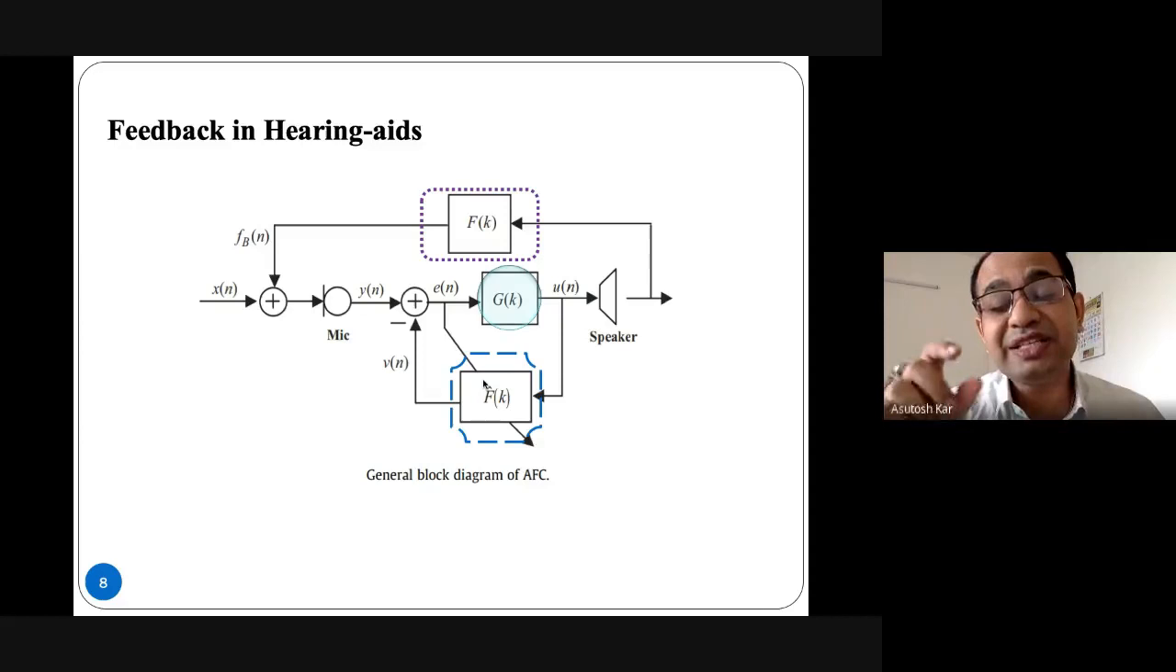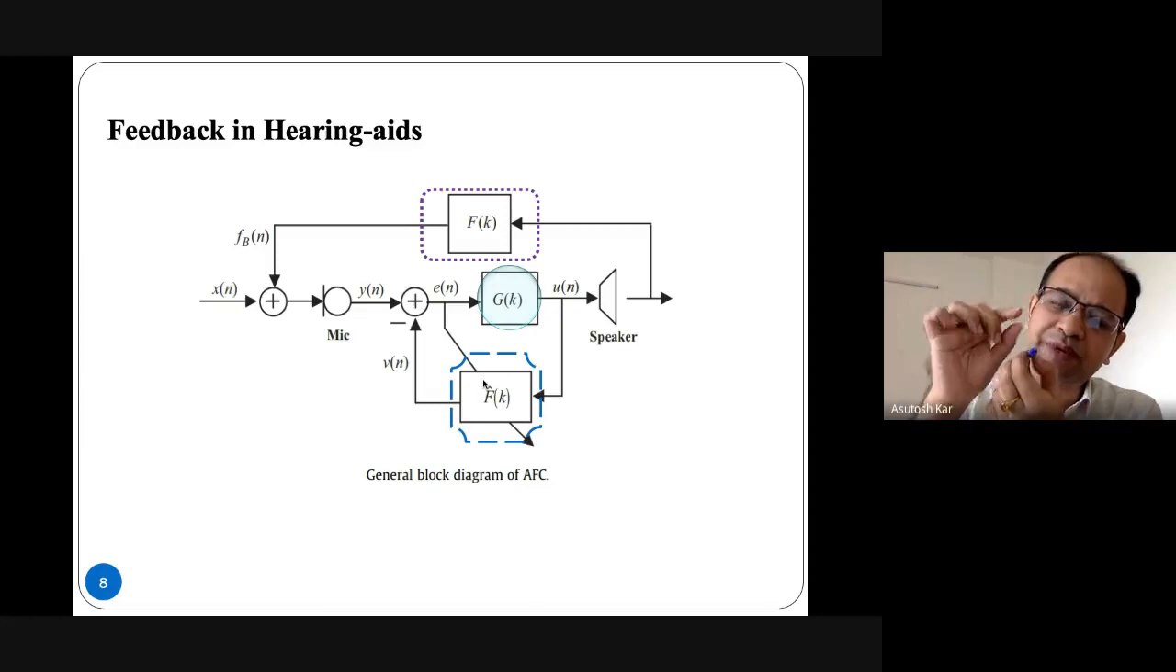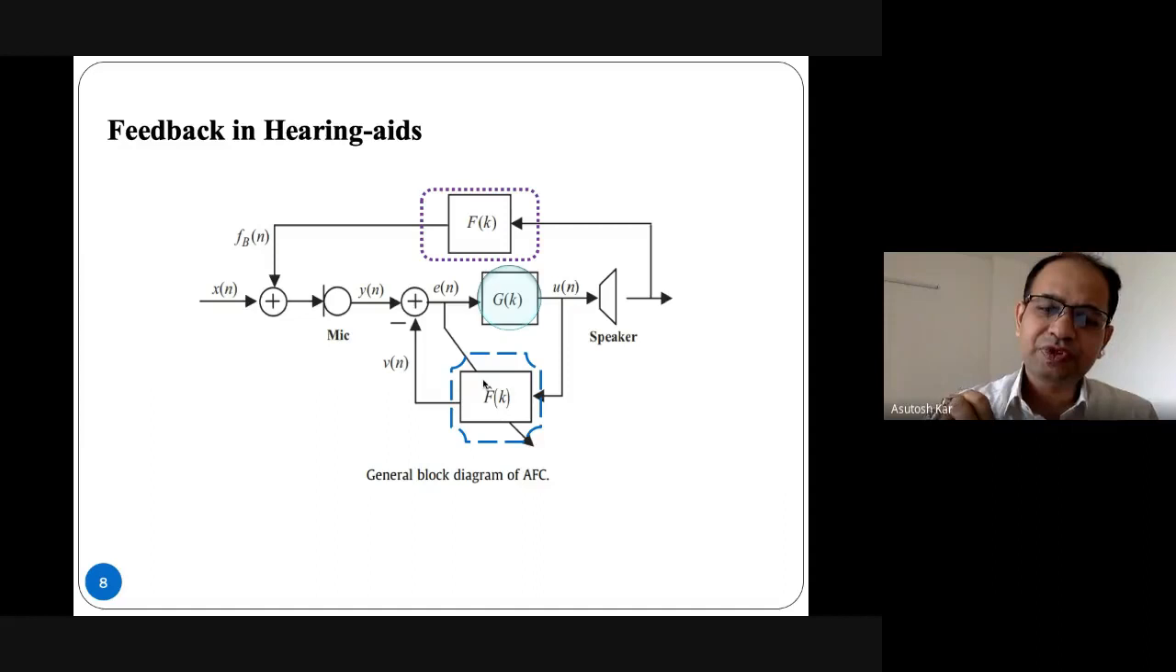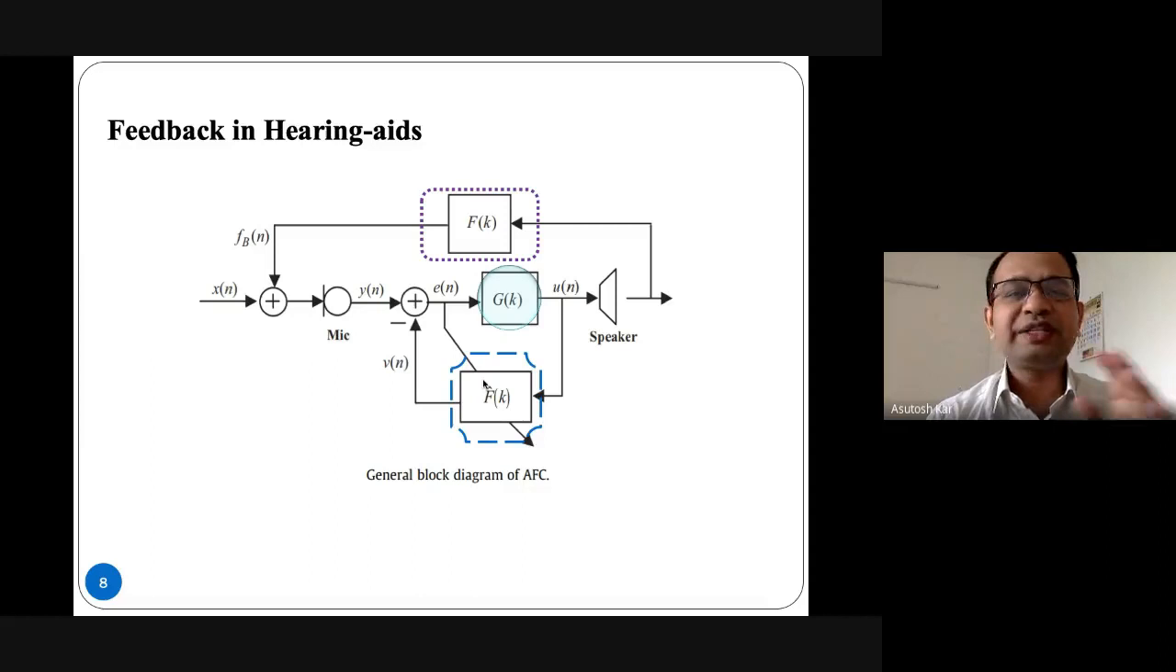When the speaker amplifies the signal, as you see, I'm showing a pen, the distance between the speaker and the mic is small, because a hearing aid is a small device. Therefore we get a feedback path, or a coupling between the loudspeaker and the mic. So let's say I tell you hello, and at the same time hello got produced, you heard me.